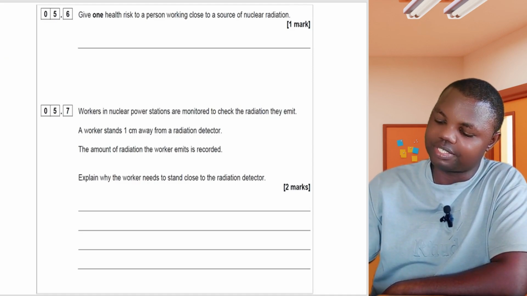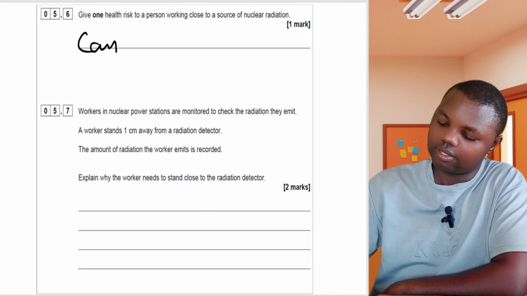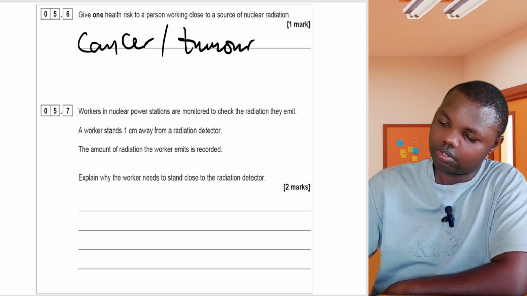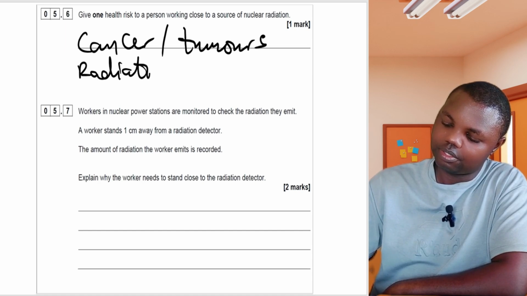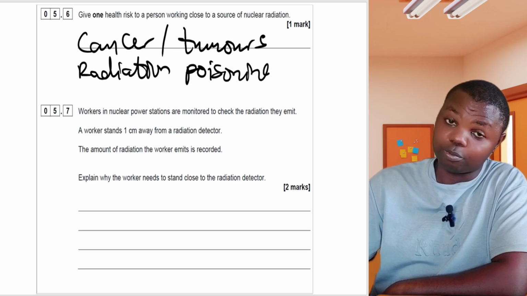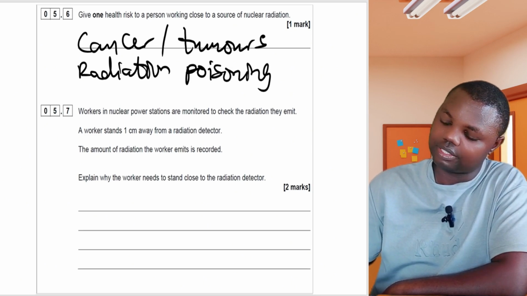Give one health risk to a person working close to a source of radiation from a nuclear reaction. So we have the risk of cancer or tumors. Another one is radiation poisoning. We have to mention one. Any one out of these two is correct.